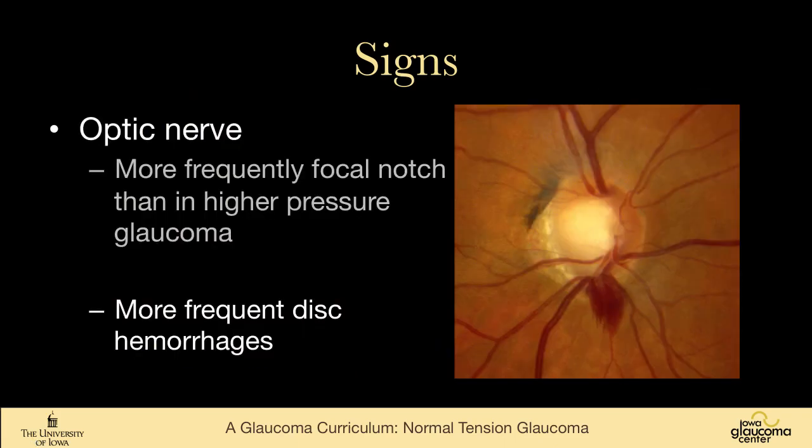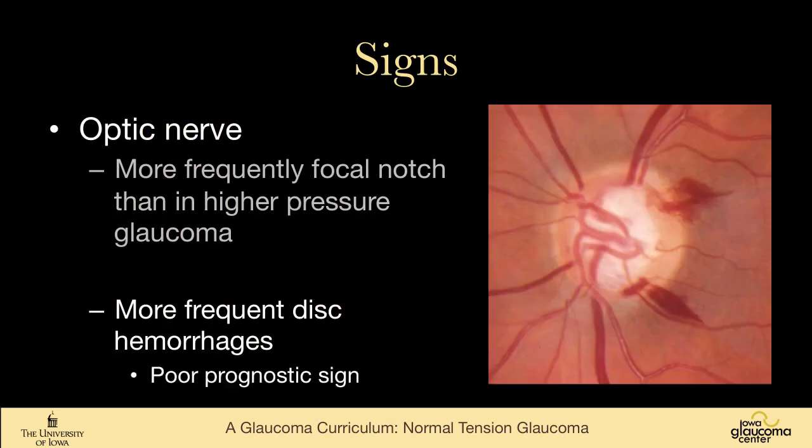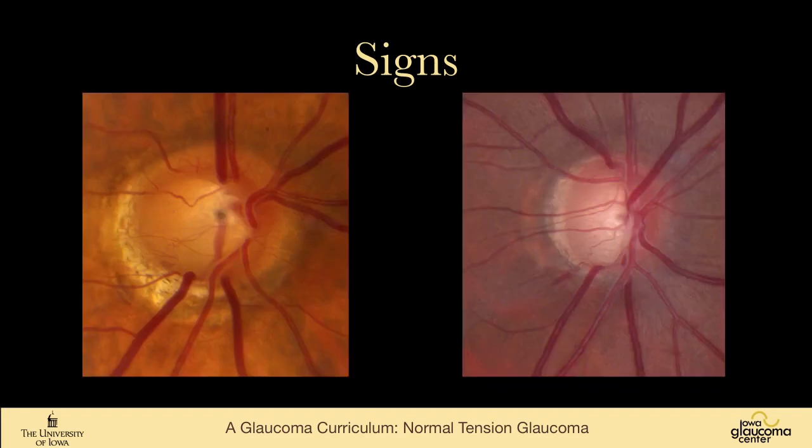Optic nerve hemorrhages are more frequent in normal tension glaucoma, and they are a poor prognostic sign that the glaucoma is not well controlled. Sometimes they are not subtle, like we're seeing here, but sometimes they're quite subtle. And often they're easiest to see on photographs. So we can see here these two very subtle hemorrhages.